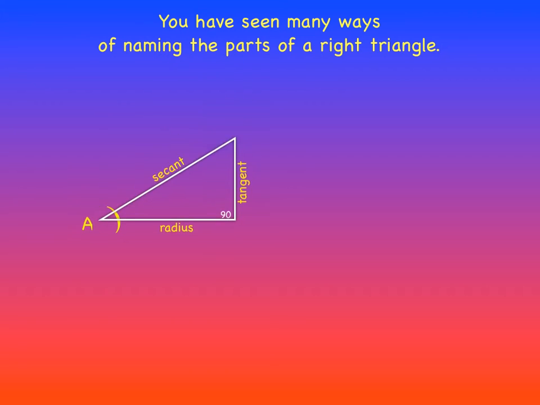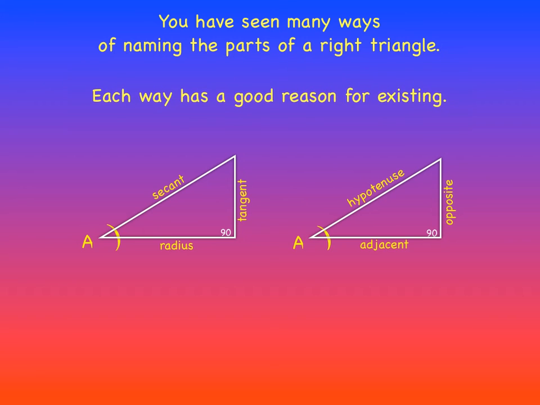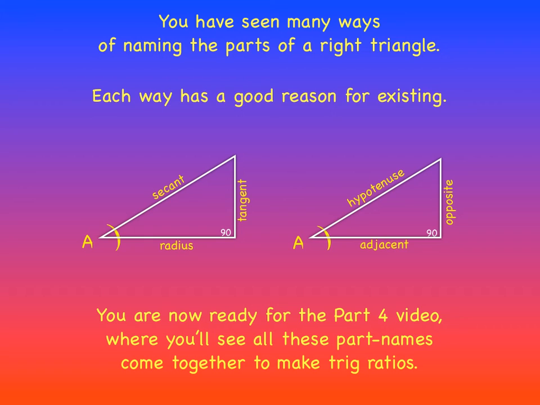Well, you've seen many ways of naming the parts of a right triangle. We have tangent, radius, secant, opposite, adjacent, hypotenuse. Each way has a good reason for existing. You're now ready for the Part 4 video, where you'll see all these part names come together to make trig ratios.